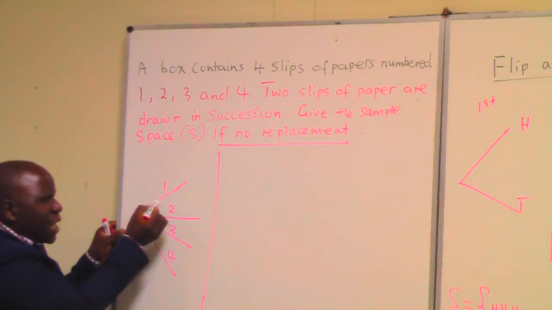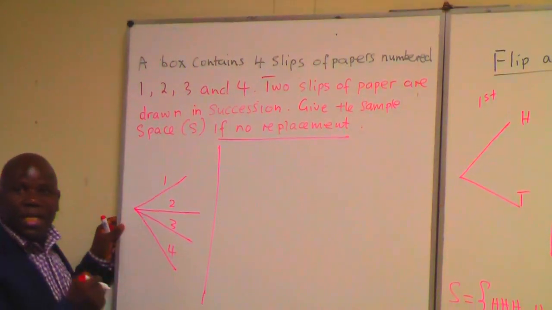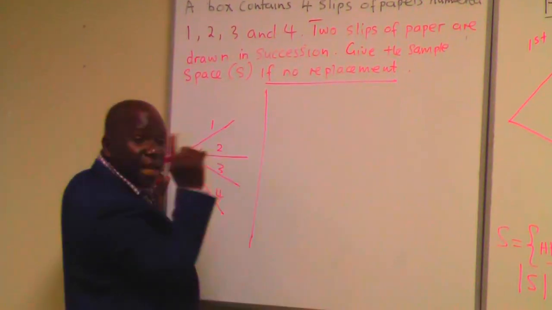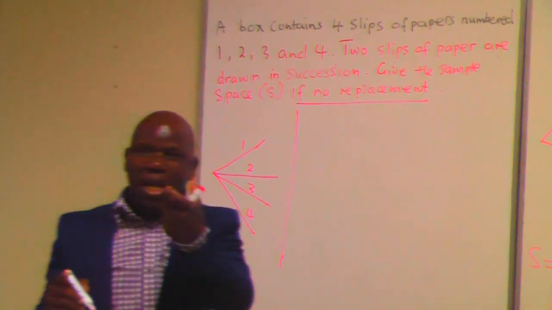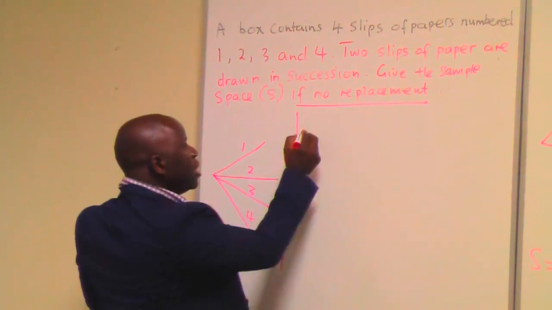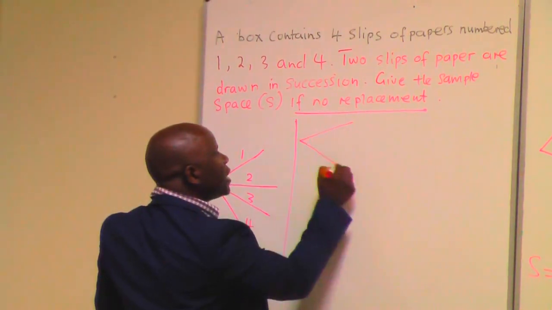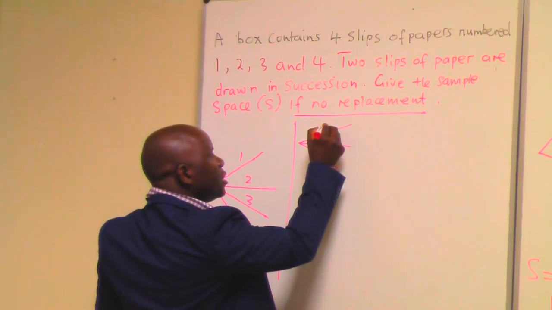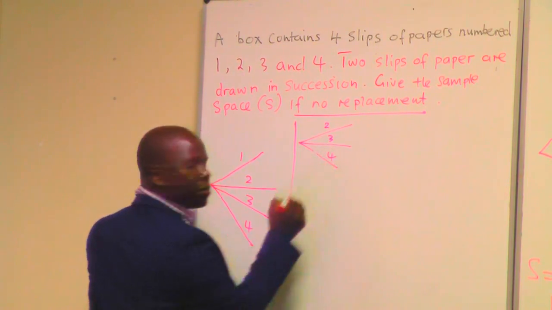So assume that a slip numbered 1 has been picked. In the second part, we don't expect a branch to have paper 1, because paper 1 has been removed already from the box. So we will have 3 branches: that is 2, 3, and 4.